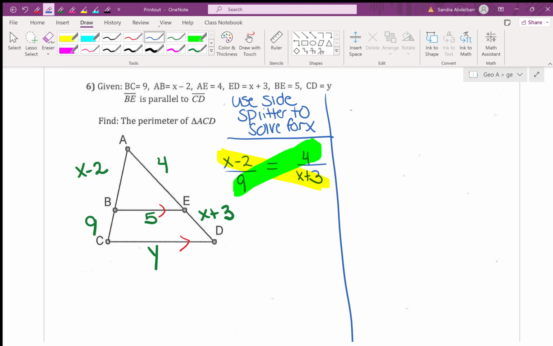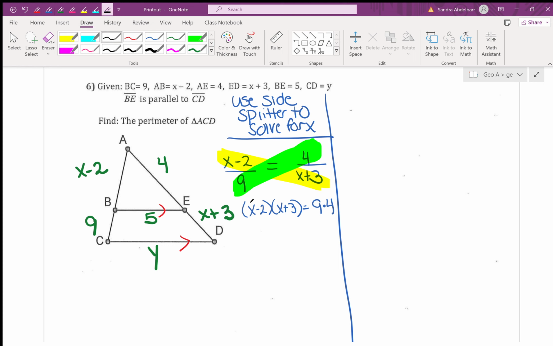So this is going to be x minus 2 times the quantity of x plus 3 equals 9 times 4. Right? Make your Algebra 1 teachers proud. Multiplying two binomials. How do I multiply two binomials? What is it called? FOIL or double distribute.